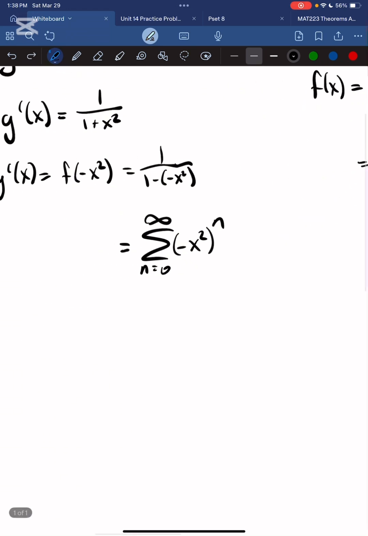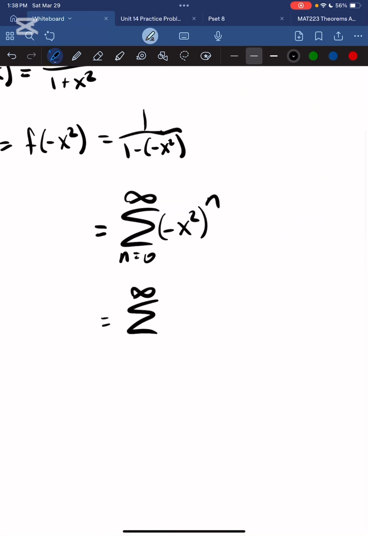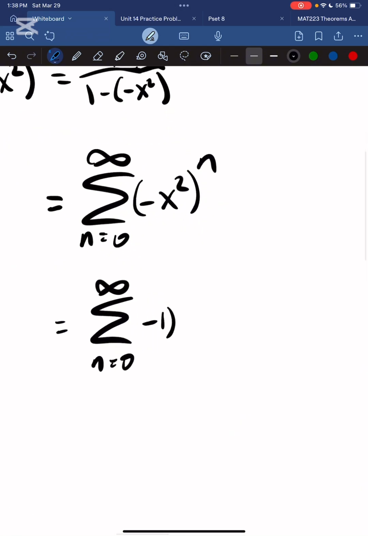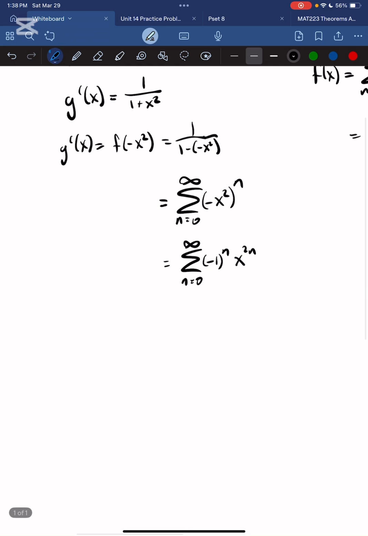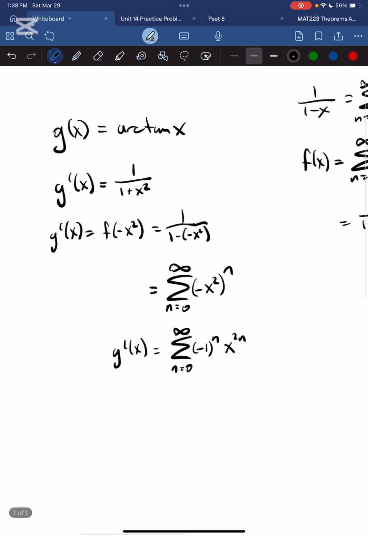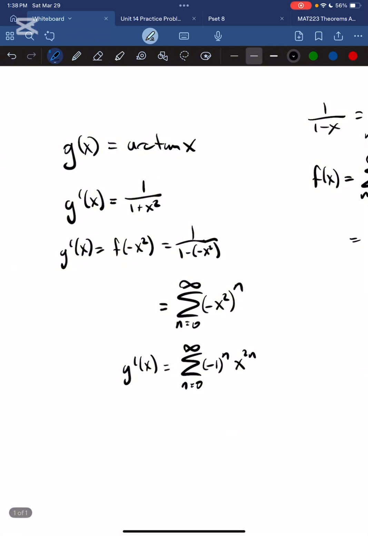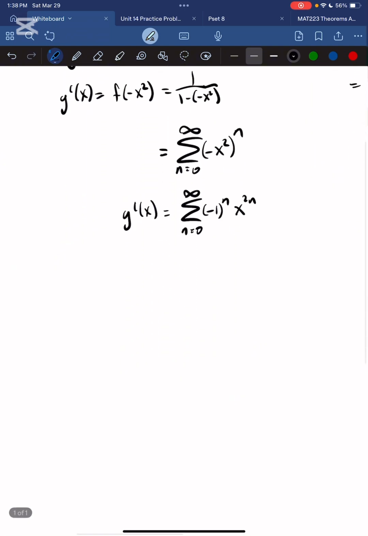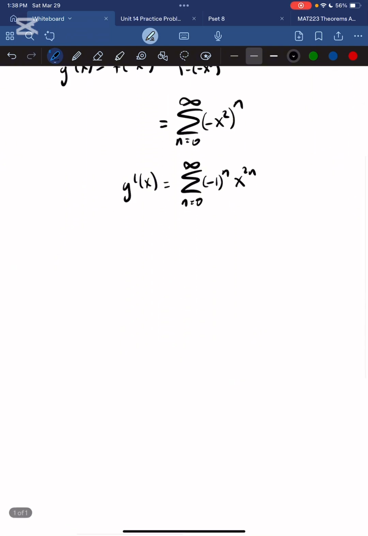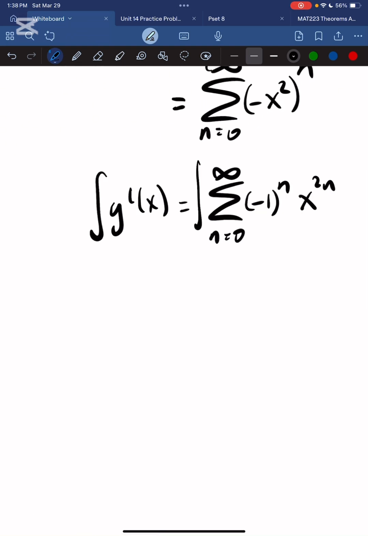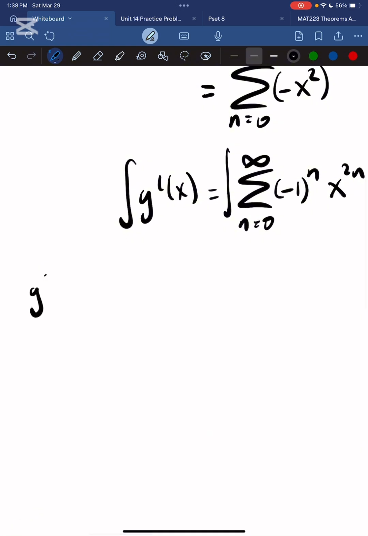And we can rewrite this as (-1)^n times x^(2n). Now we know this is equal to g prime of x. But that's not what we want. We want g of x. This is where integration plays in. Remember, we can integrate it, and the radius of convergence won't change. So let's just do that. Let's integrate this. And now we end up with g of x plus c is equal to this.